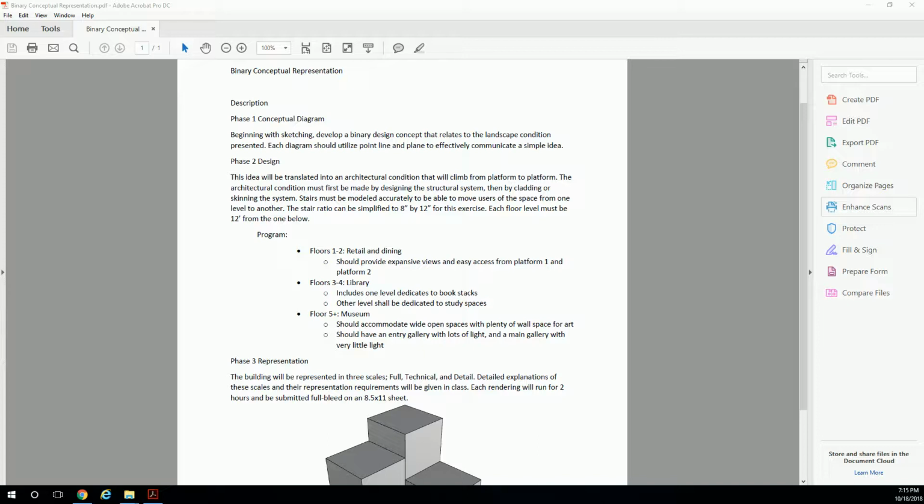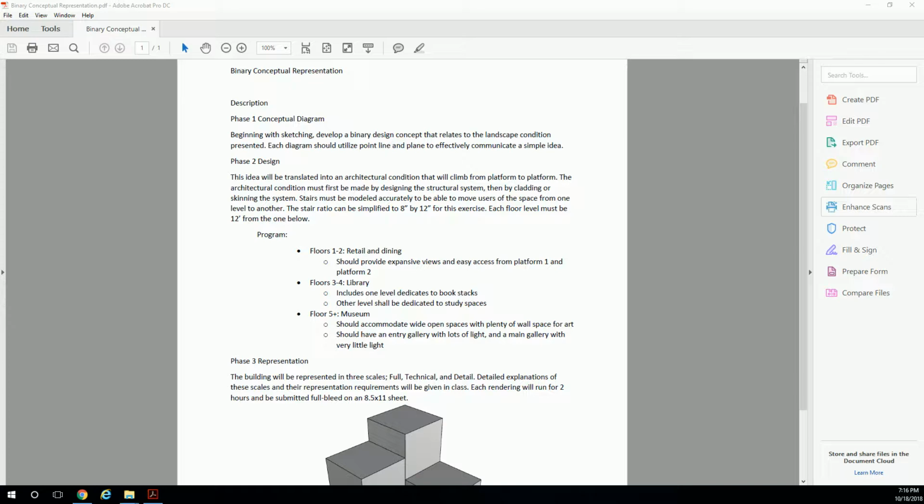So let's talk about this. I'm calling this a binary conceptual representation. That means we're taking a very binary concept and we're going to represent it. So it's quite literal in that regard. So what do I mean by binary? Who can tell me what binary means? Nobody? What's that? Two. Two, right? So it's like 0 and 1 is binary. It's what everything is programmed off of.